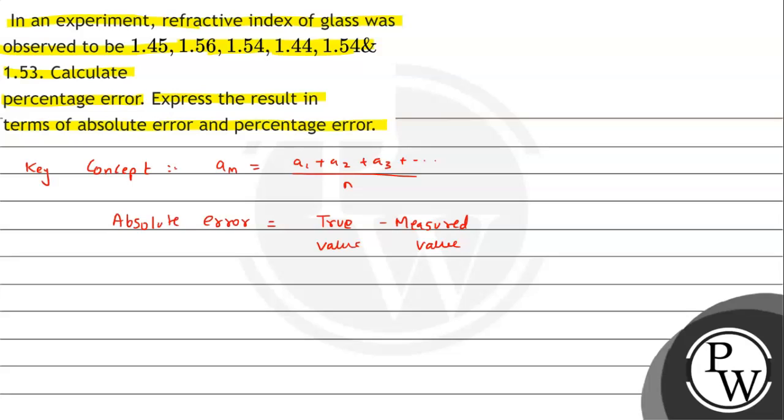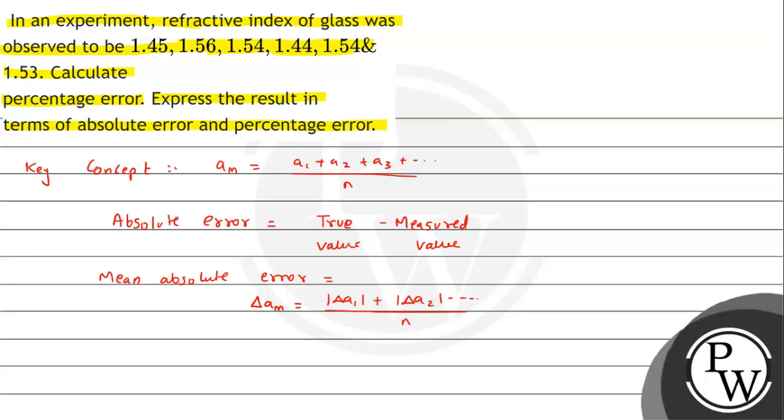अब इसका भी mean हम निकालेंगे. So we can say it has to be mean absolute error, and that can be written as delta A m से represent होता है ये. So it will be equal to mod of delta a1 plus mod of delta a2 and so on divided by n, right? So इस तरीके से we will be calculating the value.